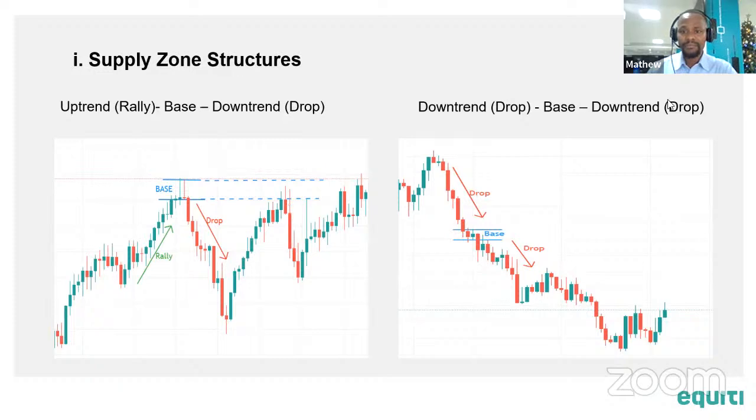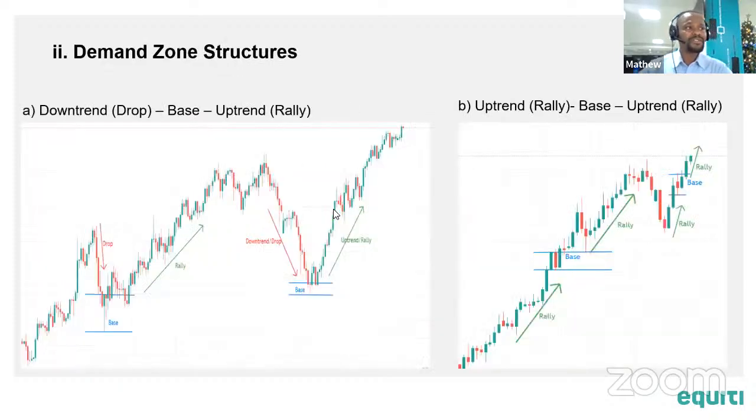Now, let's look at the demand zone structures. The demand zone structure is where you have simply the demand, where you have interest to buy. And in this case, also looking at the same concept of drop, then we have a base, then we have a rally. In this case, the base will create an opportunity for, or will create a supply zone that later becomes a support.